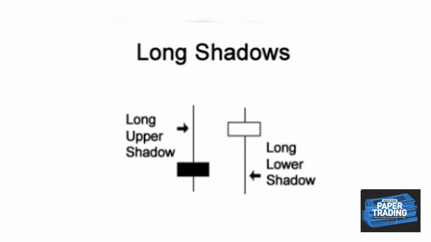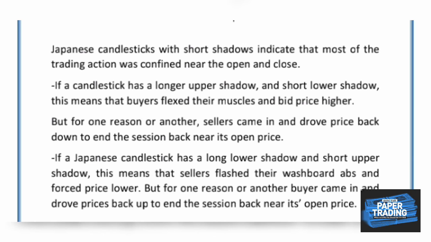So here we can see a candlestick with a short real body and long shadows. One has a long upper shadow and another has a long lower shadow. We can say that a Japanese candlestick with short shadows indicates that most of the trading action was confined near the open and the close. If a candlestick has a longer upper shadow and short lower shadow, this means that buyers flexed their muscles and bid the price higher.